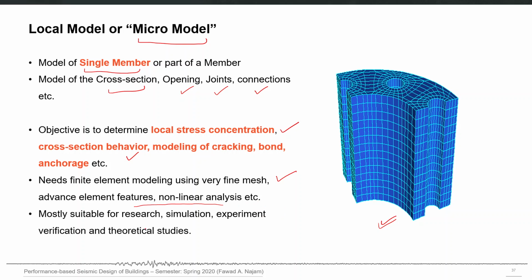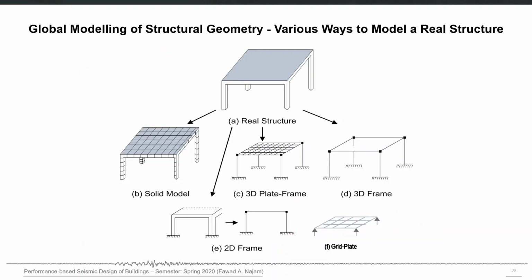And this micro modeling is mostly suitable for research, simulation, experimental verification, and theoretical studies. In our civil engineering structures, if the purpose is structural design, we will mostly go for macro modeling. So there can be more than one possible ways of structural idealization also. For example, let's say we have this structure, a real structure, which is comprised of a slab with supporting frame elements, this one. So the figure A is the real structure.